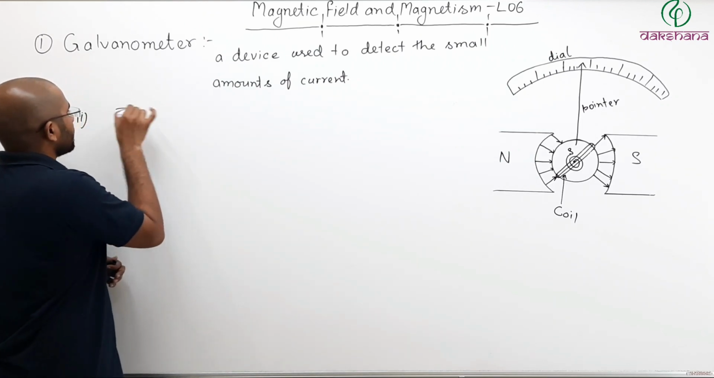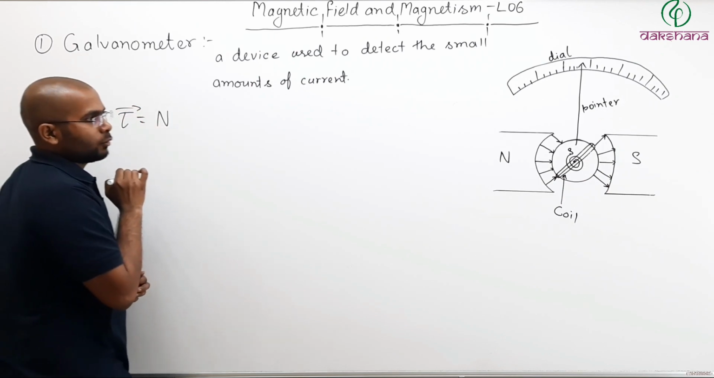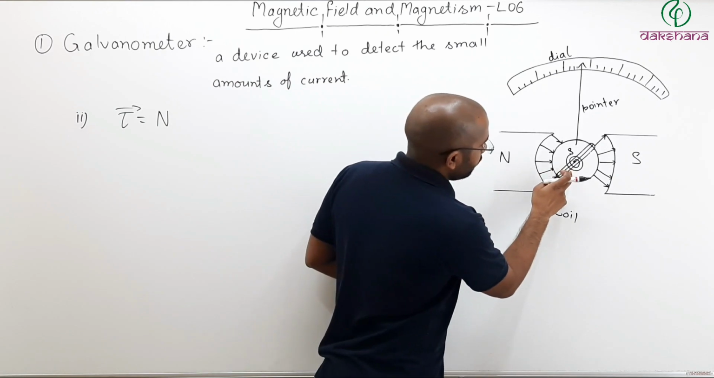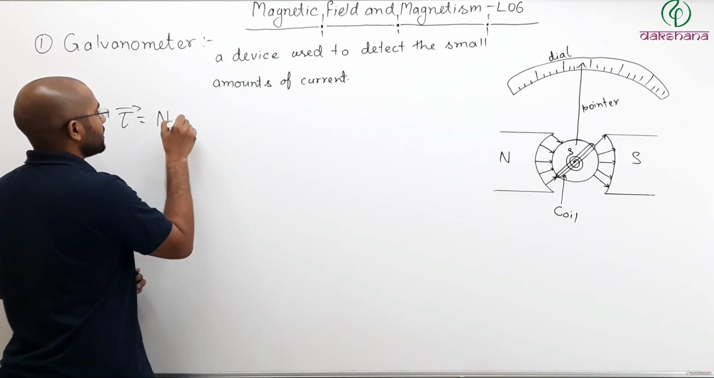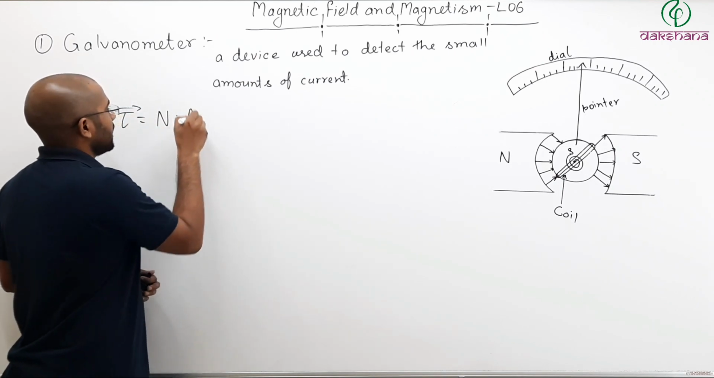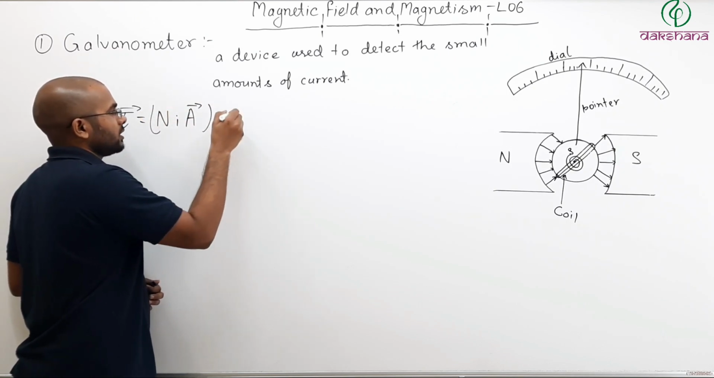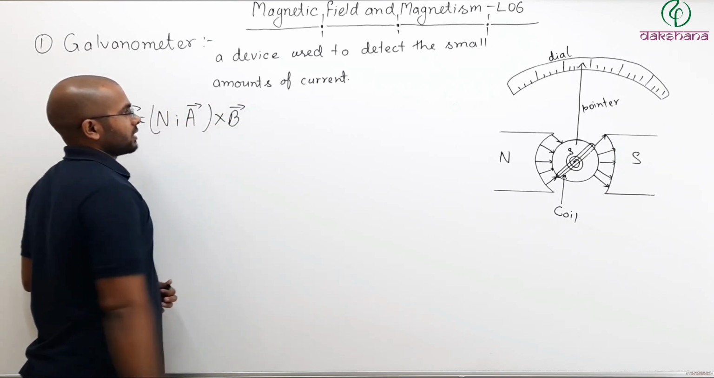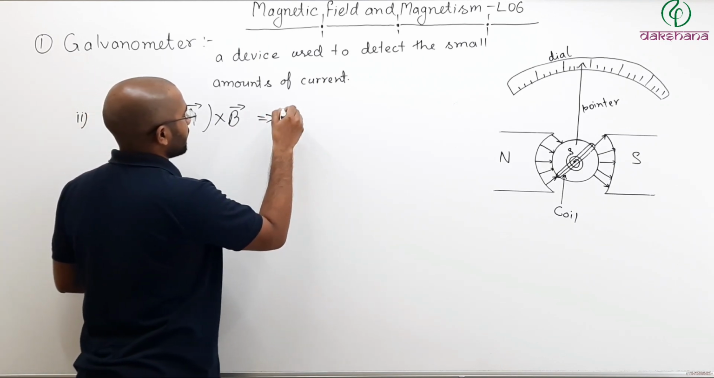What was the torque? The torque was the number of turns in my loop, here that is the loop coil, so N number of turns times I, which is the current through the coil, multiplied by the area vector cross product with the field vector. And if I want to write the magnitude, then what can I write?